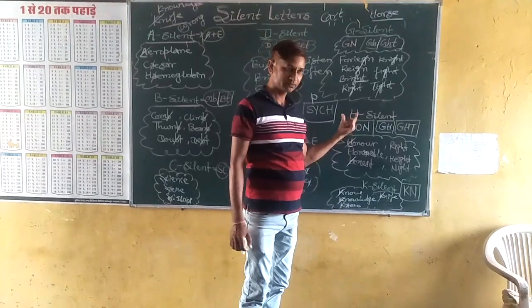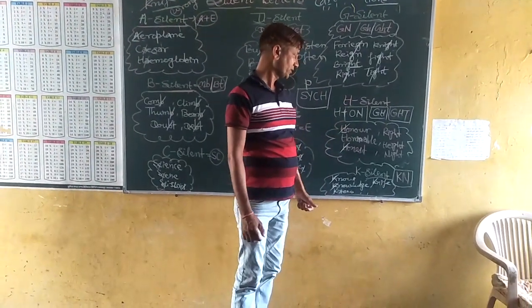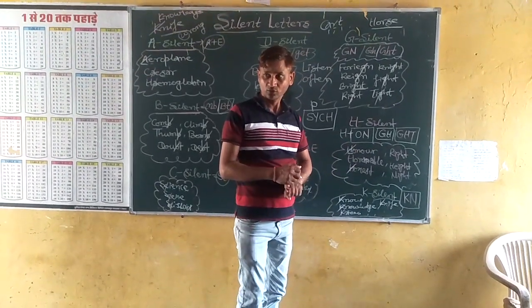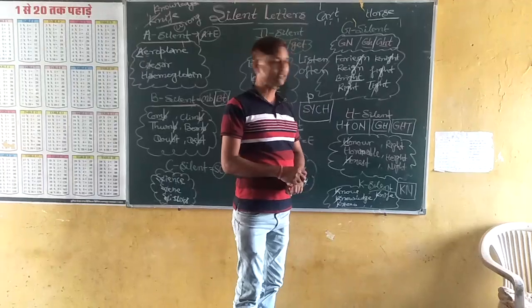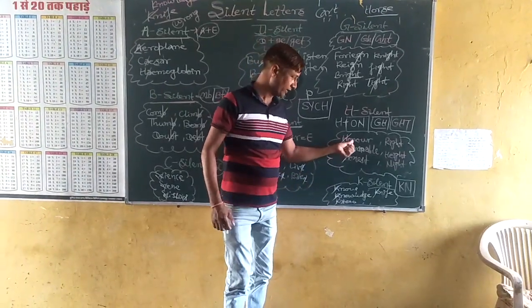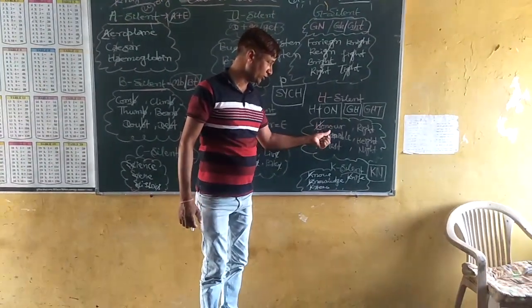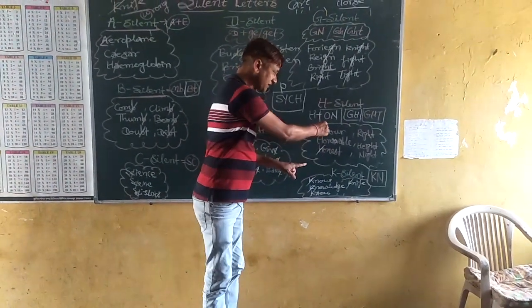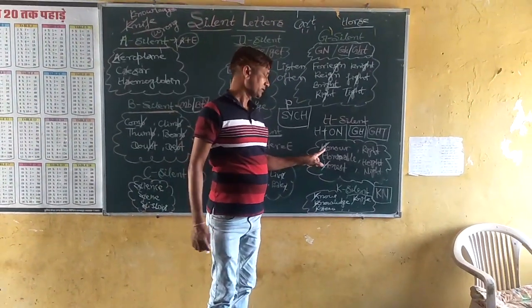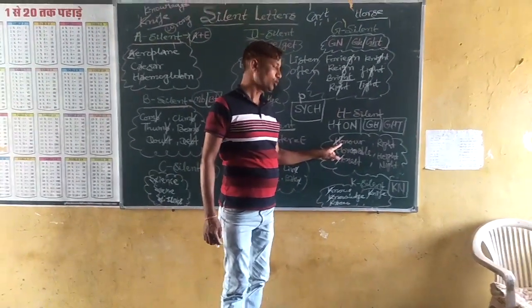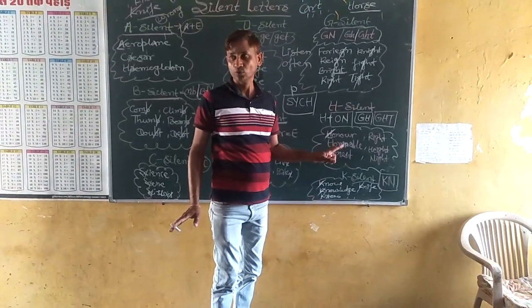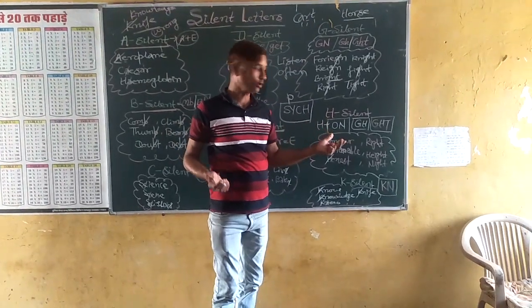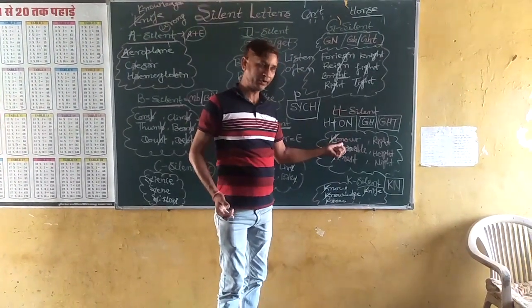Next silent letter is H silent. When you find H before ON, then letter H will be silent. As H-O-N-O-U-R. H is before O-N. H will be silent, and the pronunciation will be honor. What? Honor, not honor. H is silent here because H is before O-N.